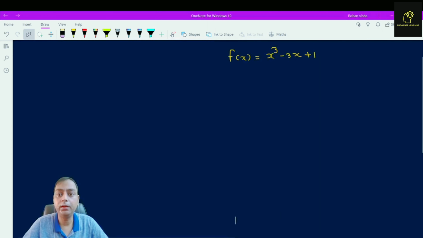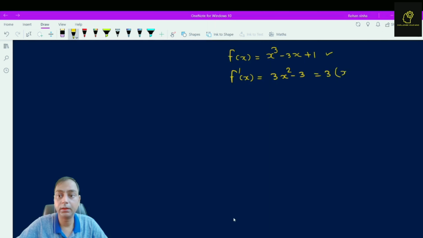Now what is given here? Let us suppose our function f(x) is x cube minus 3x plus 1. Now if we differentiate, what do we find? f dash x is 3x square minus 3. So this is 3 times (x minus 1) into (x plus 1).